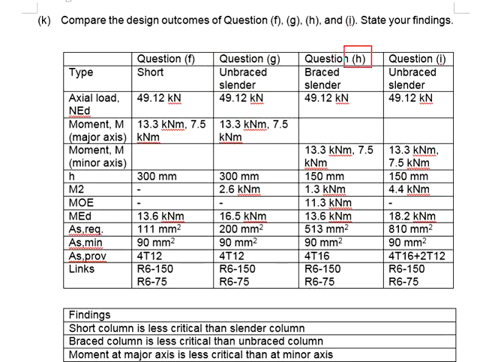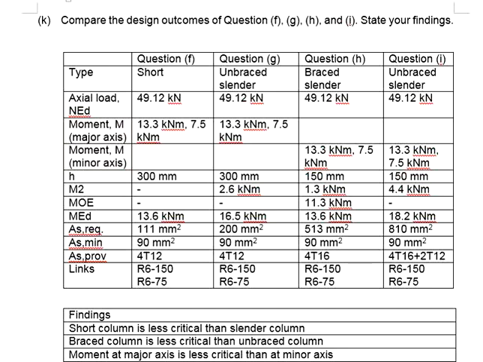Later in sub-question H, the column is unbraced and slender. The moment is acting in the minor axis. And then in the following sub-question, an unbraced and slender column with the moment acting in the minor axis. What you see here are the differences in terms of the combinations between short and slender columns, braced and unbraced columns, as well as the moment acting in the major and the minor axis.